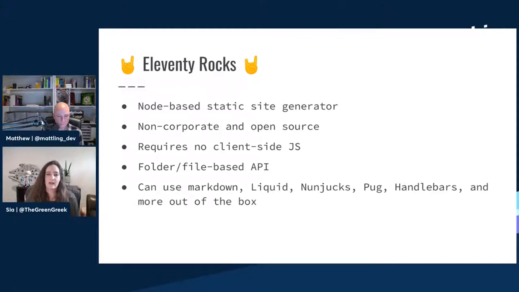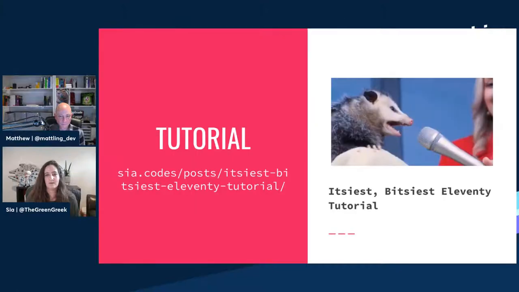It has a folder or file-based API, which a lot of these products do. I've worked in React a lot in the past, and so it's kind of similar to both Next.js and Gatsby in that regard. I can't speak to some of the others. You can use Markdown, Liquid, Nunjucks, Pug, Handlebars, and a lot more out of the box. Those are templating languages. And of course, Markdown is kind of like HTML. So that's cool. If you want to learn more about 11ty, I have a tutorial I wrote. It's a small tutorial just to give you a flavor of it, and then you can go from there.